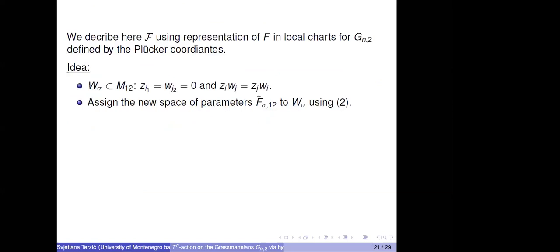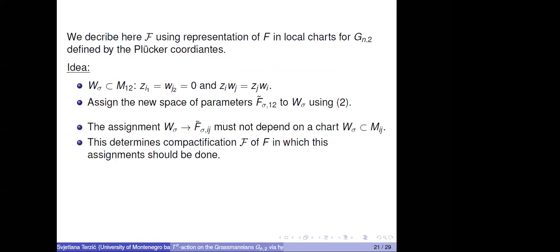So what does it mean? It means that using this equation of the main stratum, we can assign the new space of parameters F tilde to the stratum W sigma, but this assignment should not depend on the chart. Assigning means that we want to find some compactification of the space of parameters of the stratum such that this assignment, using the equation of the main stratum, will not depend on the chart.